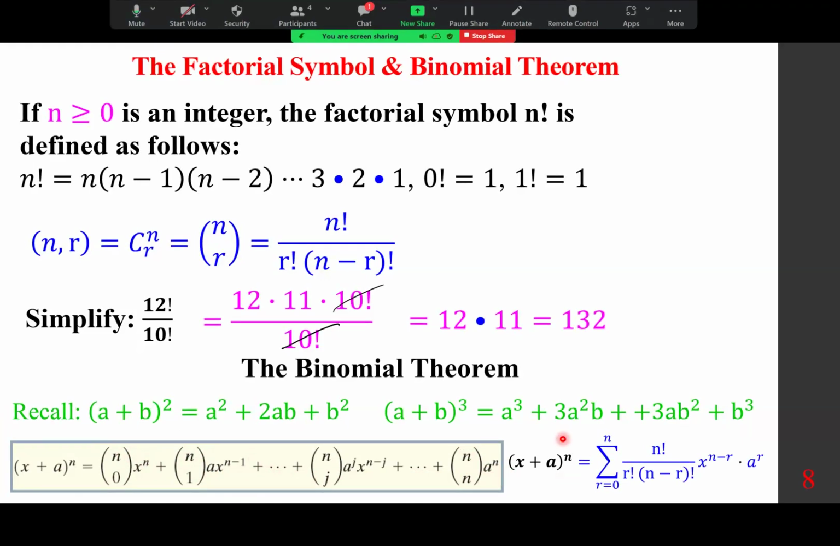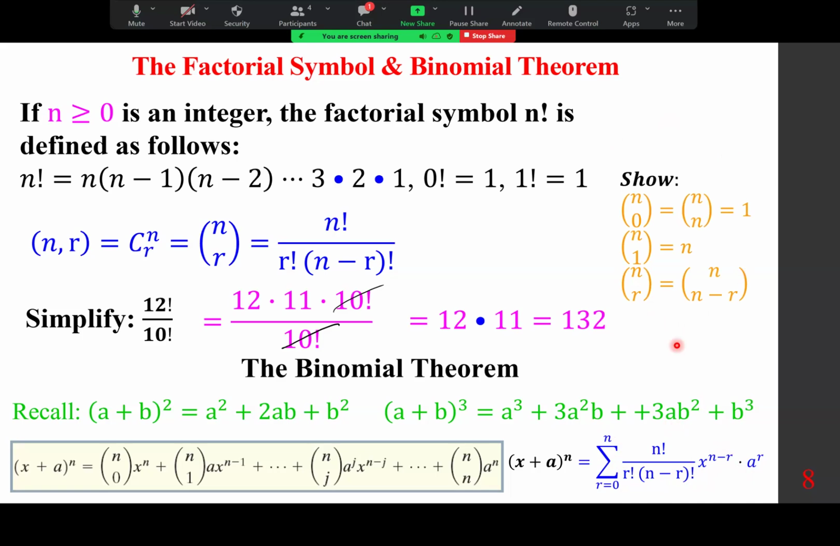Or you can write x plus a to the power of n is the summation as r goes from 0 to n, and you write the combination formula n factorial over r factorial times n minus r factorial, x to the power of n minus r, a to the power of r.